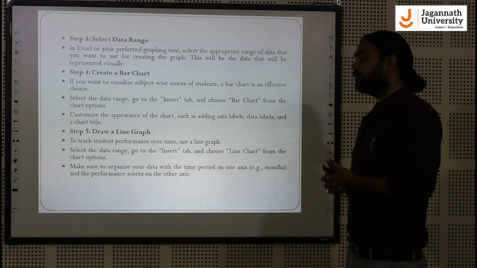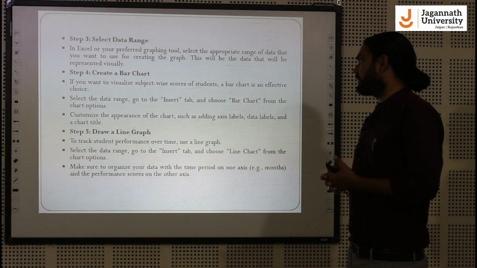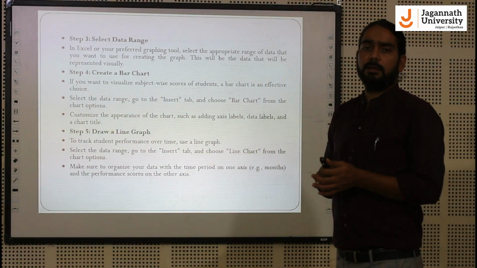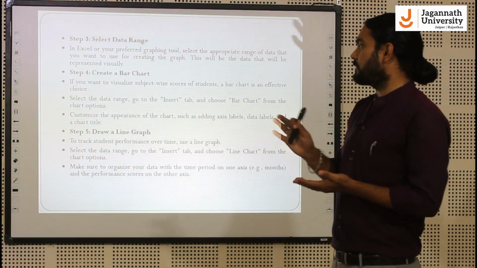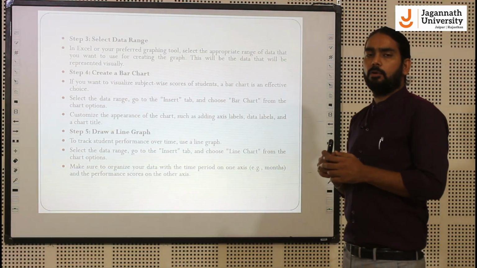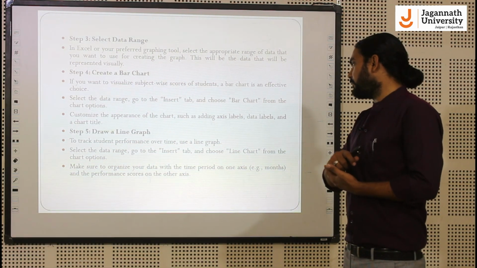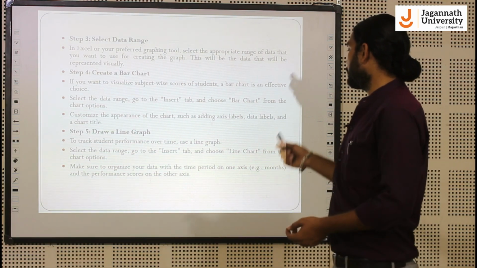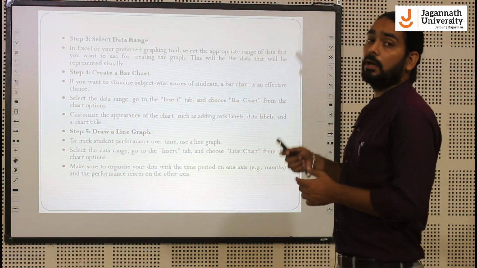Select the data range, go to the Insert option. There are the same options to insert the chart, but choose the line chart from the chart options. Here all the charts are available in the chart options. We can click on the chart and use it according to the data range. Make sure to organize our data, such as the time periods, for example months, on the x-axis, and the performance score on the other axis.